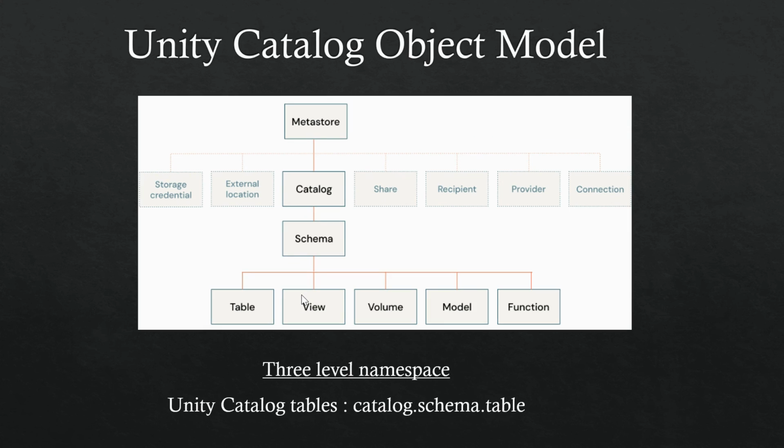By default, Databricks provides the Hive metastore, and then you get your schema and your tables. But if you have Unity Catalog enabled in your workspace, then you need to mention your catalog name, schema, and then the table name.